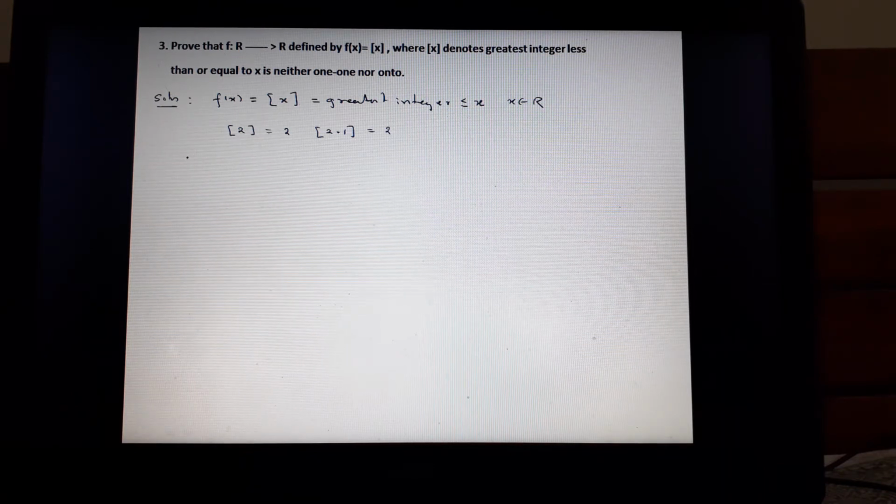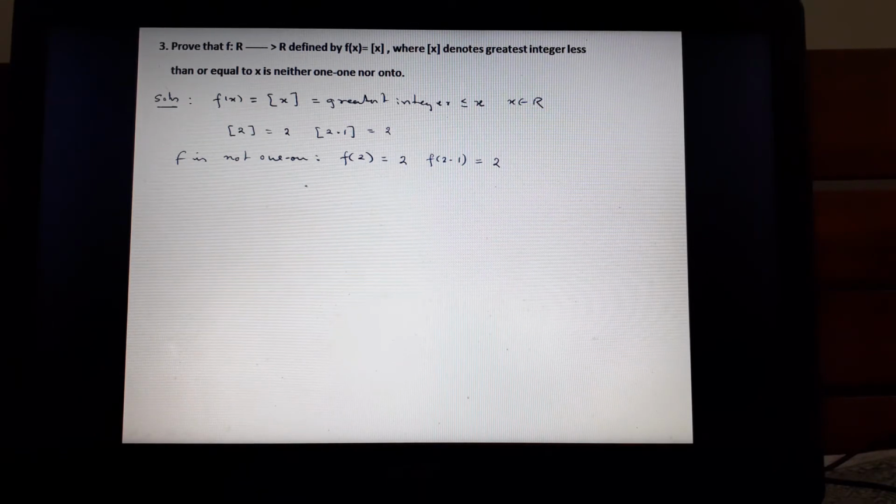So therefore f is not 1-1, because f of 2, for example, is 2, and f of 2.1 is also 2 only. So 2 is going to 2, 2.1 is also going to 2, even 2.2 if you take, that also will go to 2 only. Anyway, 2 elements are sufficient. This implies f is not 1-1. So clear. Is it onto?